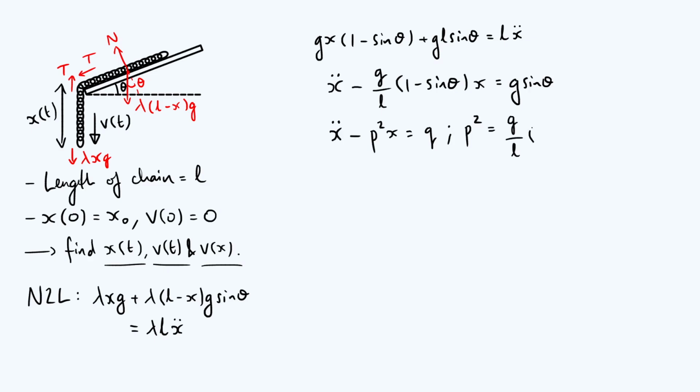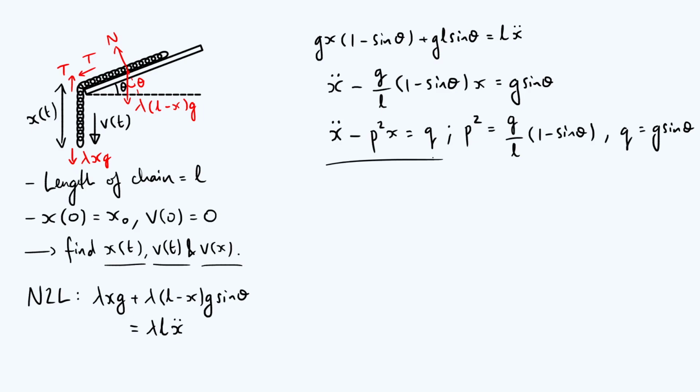So p squared is g over L times 1 minus sine theta, and q is just the right hand side, so that's g sine theta. The reason it's okay to say that this is p squared, by the way, is that sine theta can never be bigger than 1. Therefore, 1 minus sine theta is always a positive quantity, and so we may as well define this as p squared because that automatically makes it positive. It also makes the algebra work out a little bit more neatly.